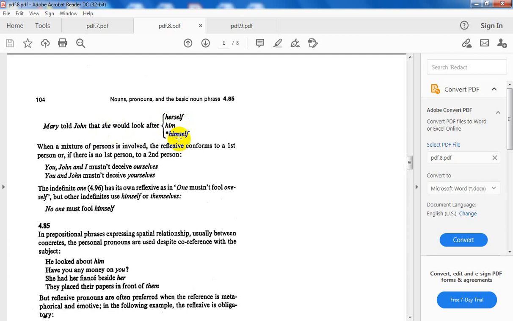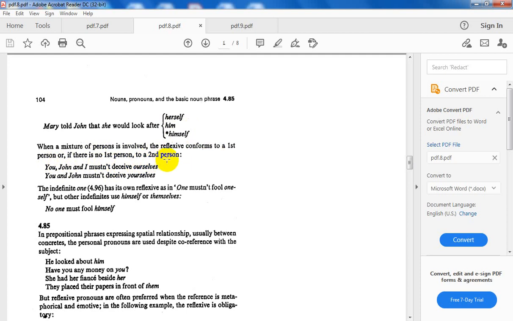And أنا عندي the subject of that clause it is she. يعني المفروض either herself as a reflexive or what? Him as objective case. So this is ungrammatical. But if I have a mixture of persons, يعني first or second or third person is involved, the reflexive conforms to a first person. Or if there is no first person, to a second, and depending on the first.